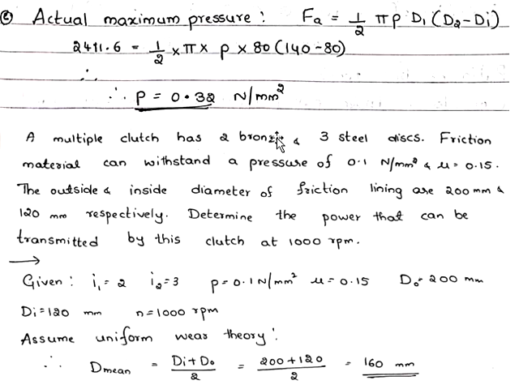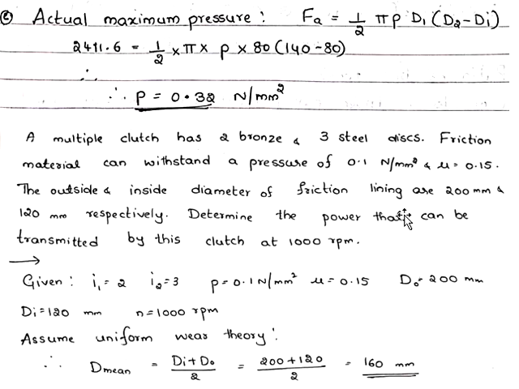Last one more problem. A multiple clutch has 2 bronze and 3 steel discs. So I1 and I2 values are given. Friction material can withstand a pressure of 0.1 Newton per mm square and the coefficient of friction is given. Outside and inside diameter of the friction lining are 200 mm and 120 mm respectively. Determine the power that can be transmitted by this clutch at 1000 rpm. So you have to find out the P value, or power transmitted.